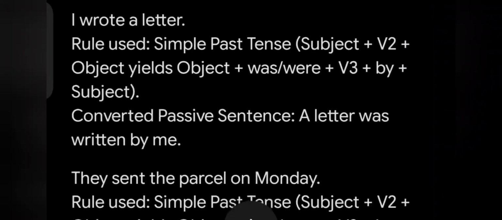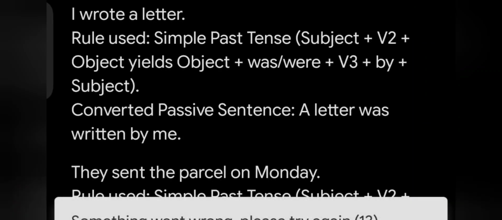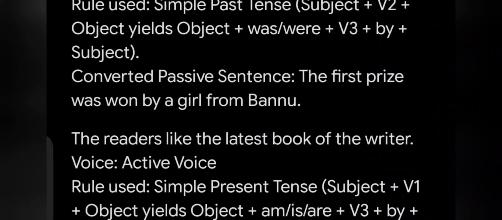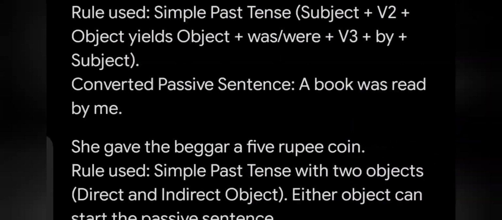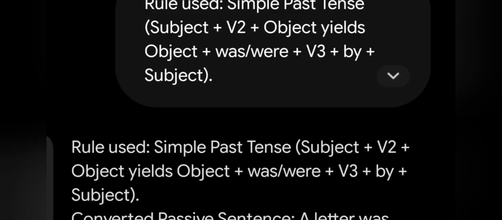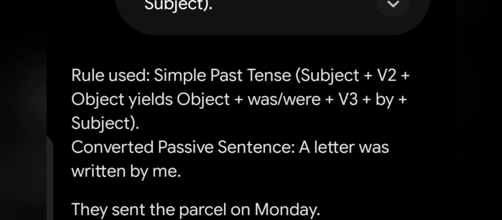I wrote a letter. Rule used: simple past tense. Subject plus V2 plus object yields object plus was/were plus V3 plus by plus subject. Converted passive sentence: A letter was written by me.